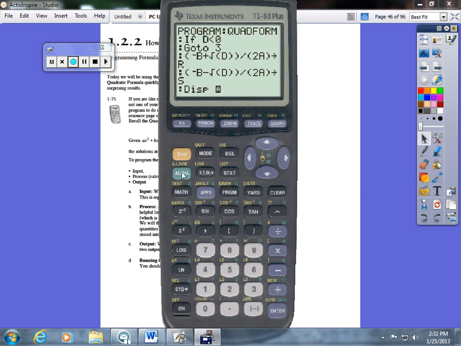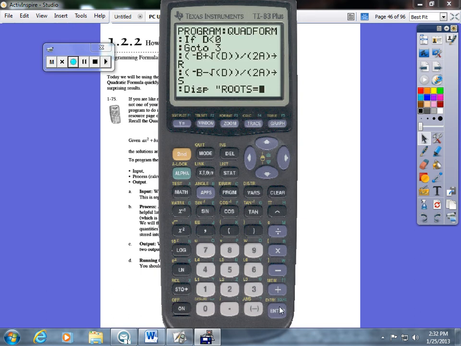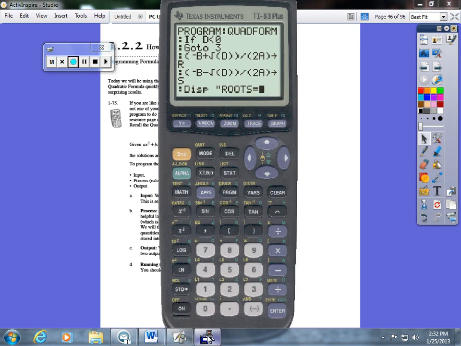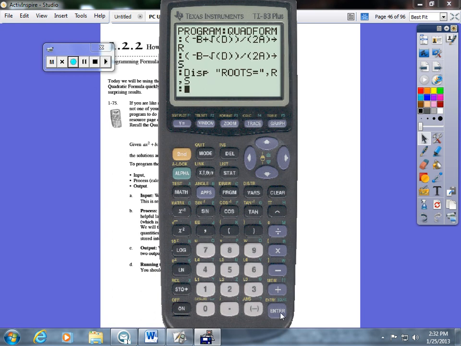Alright. And then go ahead and say roots equal, let's see here, R, comma, S. Enter. Okay, now that should work for any real roots.